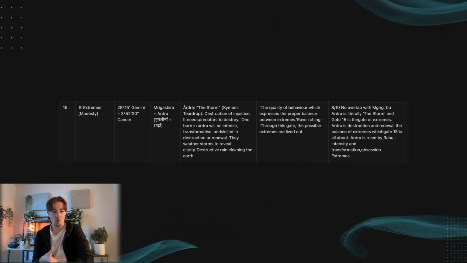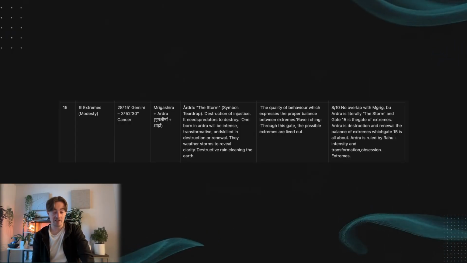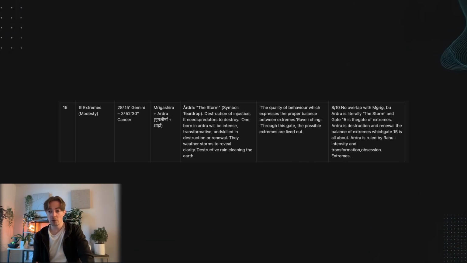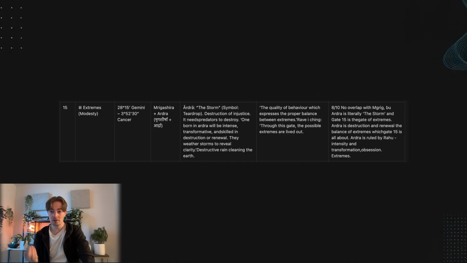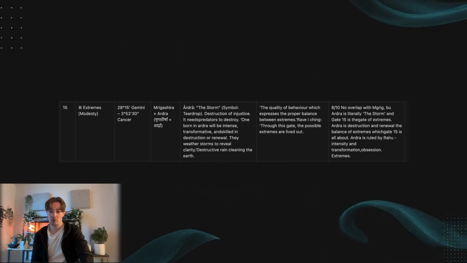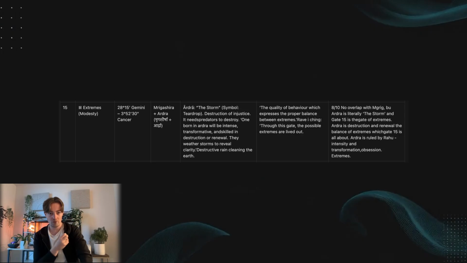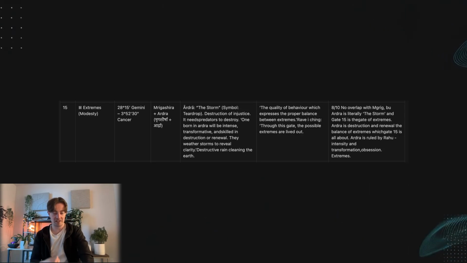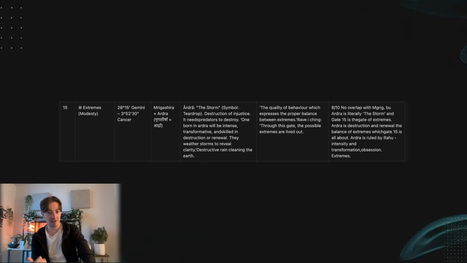There's not really an overlap with Mrigashira nakshatra, but Ardra is literally the storm. And gate 15 is the gate of extremes. Ardra is destruction and renewal and balance of extremes, which is what gate 15 is all about. Ardra, the nakshatra, is ruled by Rahu, the North Node, which is about intensity, transformation, and obsession. So it's inherently to do with extremes. So there's a clear sense of extremes here, this archetypal energy of the extreme. You get the gate of extreme landing basically just into the Ardra Nakshatra, this destructive storm, this extreme storm archetype. So very strong match there.